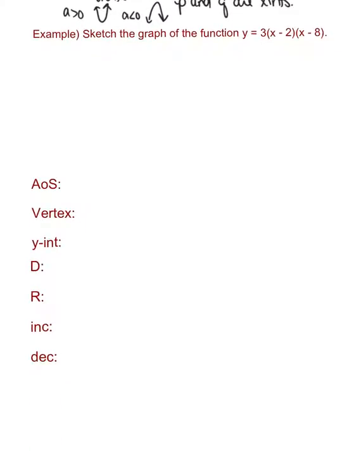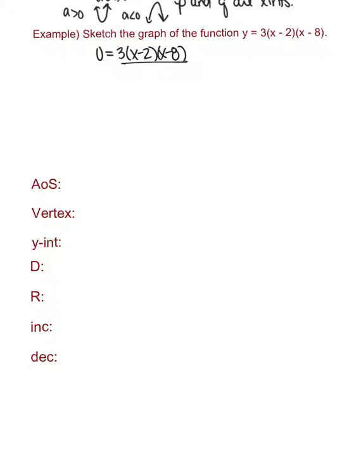Y equals 3 times x minus 2 times x minus 8. Let's review really quickly why exactly these are x-intercepts. If you recall from the linear review, to find an x-intercept, you plug in 0 for y, and you solve. So if I plug in 0 for y, I end up with 0 equals 3 times x minus 2 times x minus 8.